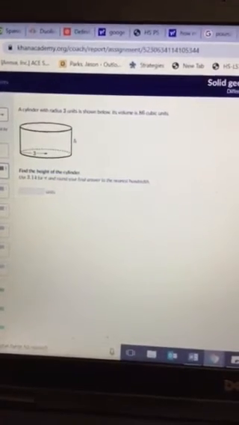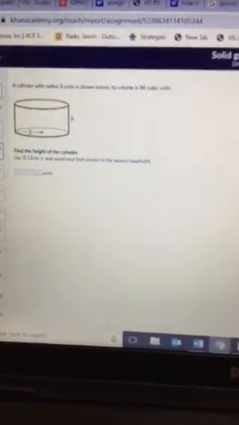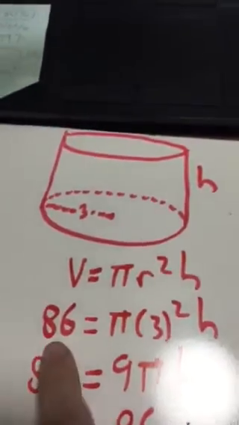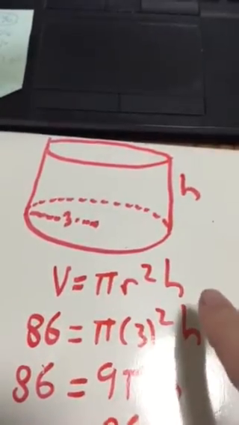Alright, so they say a cylinder with radius 3 units is shown below. Its volume is 86 cubic units, and they want you to find the height. So here's number 1. I drew it on this whiteboard. You can see that my radius is 3. We don't know what the height is. And we were given the volume. So volume equals pi r squared h.